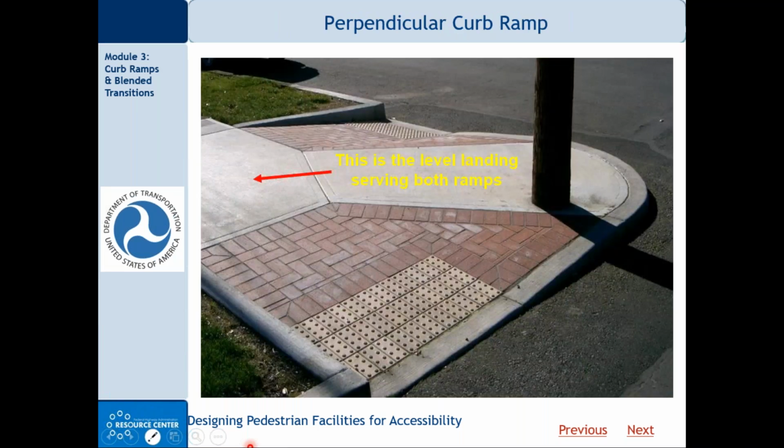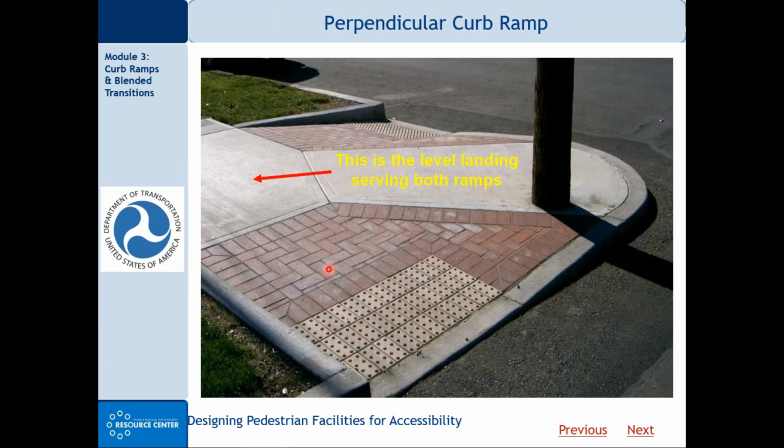Here we see a set of perpendicular ramps at a corner. I'd point out several things. Notice on this side of the ramp in the lower left, this is the buffer strip or tree lawn or whatever we want to call it. So it's not a pedestrian circulation path. So we have a vertical curb return, likewise up here. Level landing that serves the two ramps. It's a smooth surface. I like that.